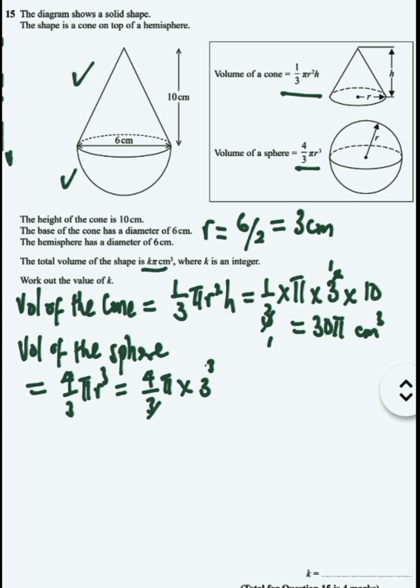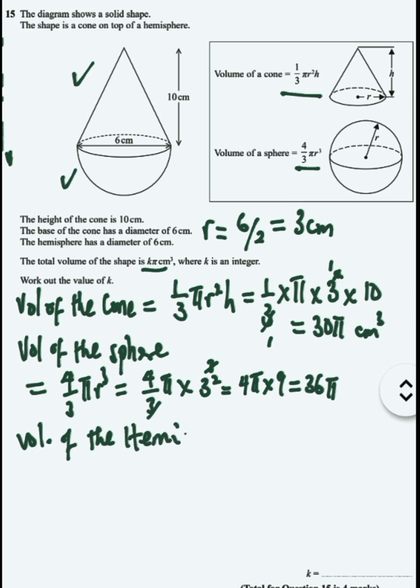So we cancel one of the 3s here, and we have 3 raised to power 2. Now this is the same thing as 4 pi times 9, since 3 raised to power 2 is 9, which gives us 36 pi. But we are actually looking for the volume of the hemisphere, and a hemisphere is just half of a sphere. So the volume of the hemisphere is simply 36 pi divided by 2, and that will give us 18 pi.